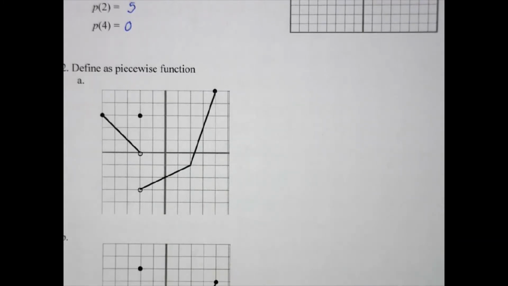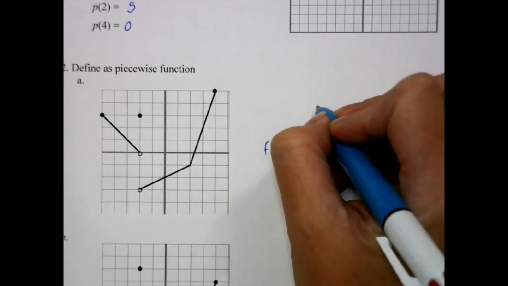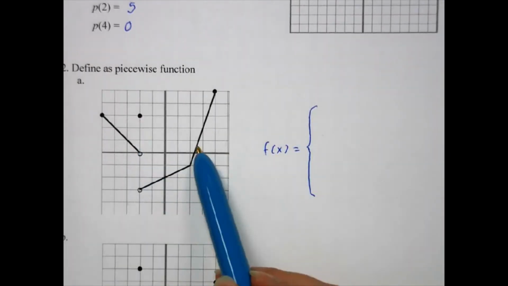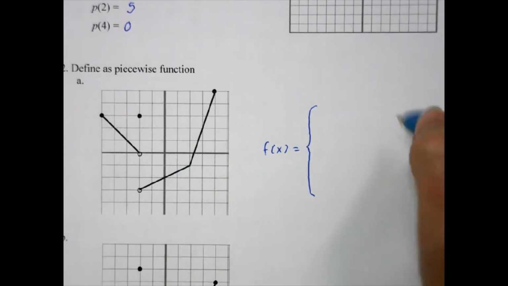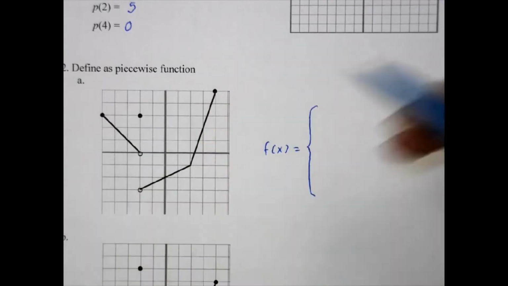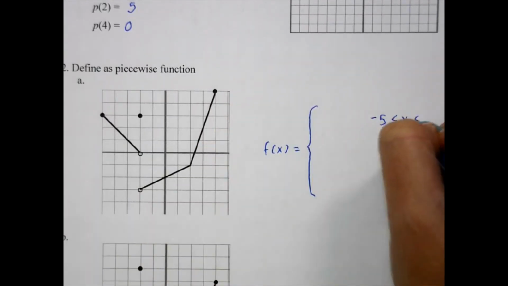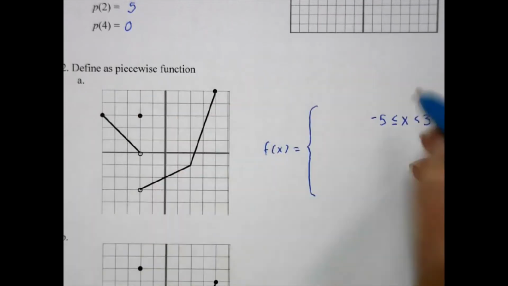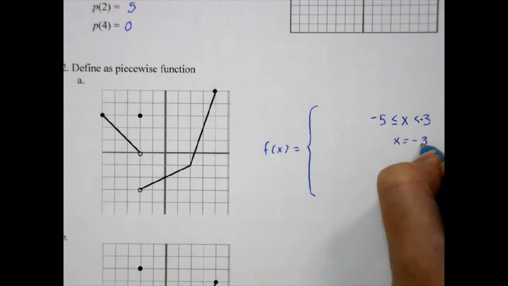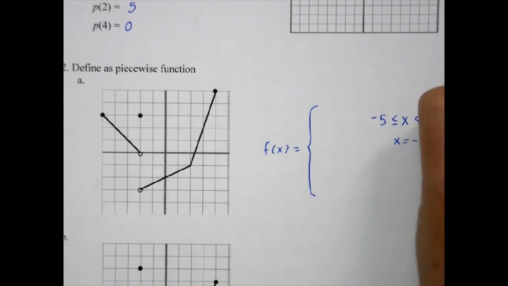Defining a piecewise. So you can have f of x equals, we've got 1, 2, 3, 4 different line segments. So I'm going to start with my domains. The first one's going from -5 to -3. So -5 is less than or equal to x is less than -3. We have a dot when x is equal to -3. We have a line segment from, sorry, there should be -2.